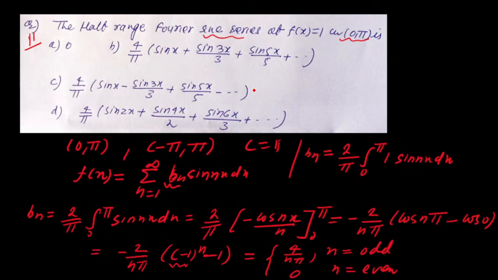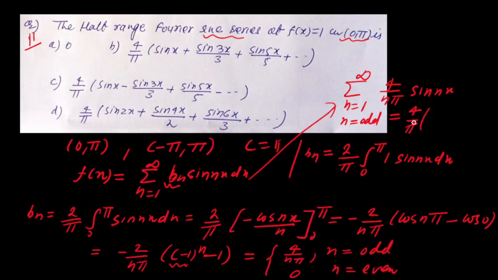So if you look at this expression here and write the Fourier series, what will I get? I will get summation n varies from 1 to infinity, bn is 4 by n pi, and actually I will consider n is equal to odd only, right? 4 by n pi and then sine nx. So if you take odd, you will get 4 by pi out, and for n is 1 you will get sine x. For n is 3 you will get sine 3x by 3, and for n is 5 you will get sine 5x by 5, and so on.